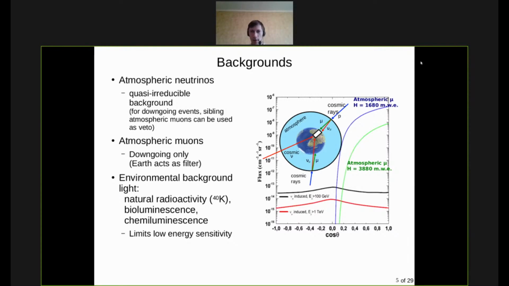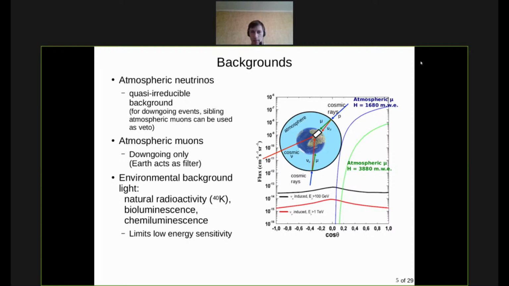So in the search for astrophysical neutrinos, we have to deal with backgrounds, particularly from atmospheric neutrinos. Atmospheric neutrino background is a 4π background, and it's almost irreducible, although there are some methods to get rid of it. If you are looking for a neutrino from above, it is sometimes accompanied by an atmospheric muon bundle, because they actually come from the same initial interaction of the primary cosmic ray. So this can be used to veto atmospheric neutrinos. But normally this is a rather difficult background to reduce.